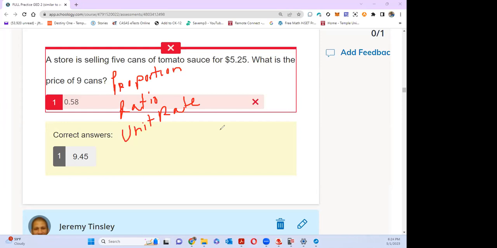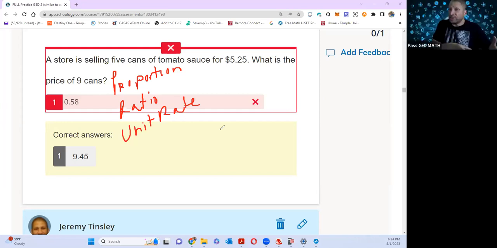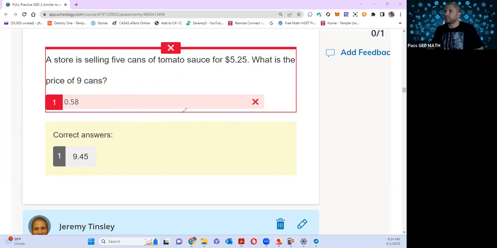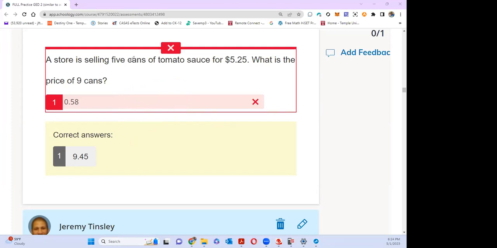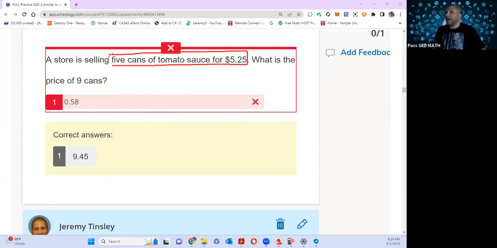And to set up a proportion, you must set two ratios equal to each other. What ratio do we know? What ratio do we know? You have 5 cans of tomato sauce. Okay, you got 5 cans for $5.25. So that's the ratio you know.